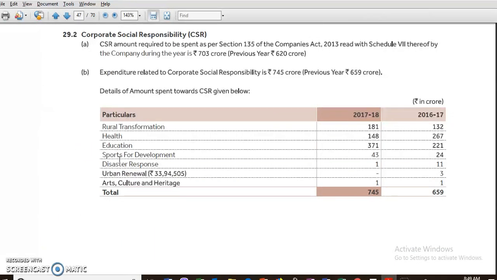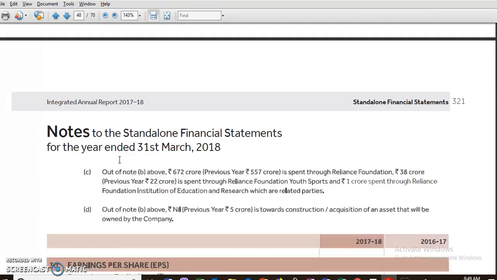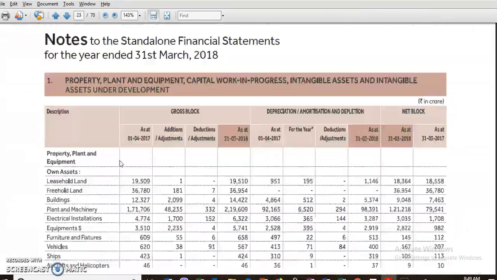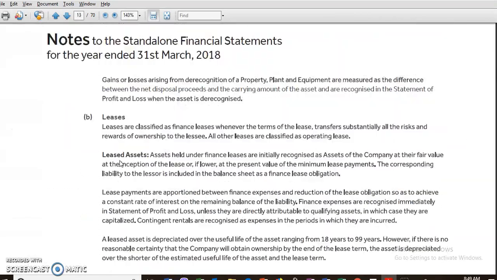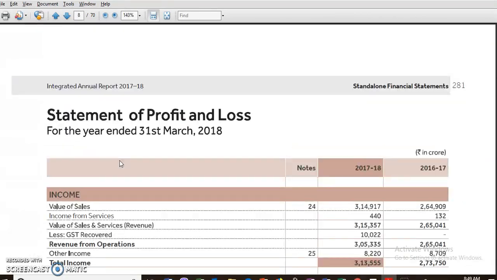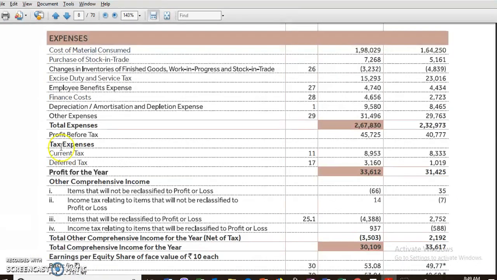Now there are other expenses like depreciation. So we go back to the main P&L here. So we learned about the employee benefit, we learned about finance cost, we learned about other expenses. Depreciation we learned in the first video, where we looked at the fixed assets in the balance sheet.